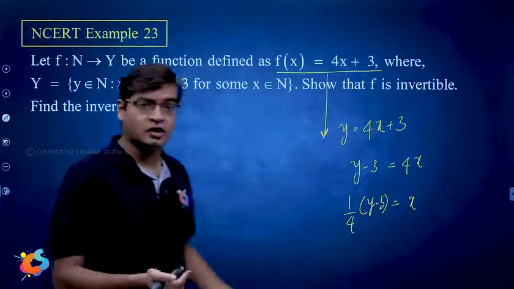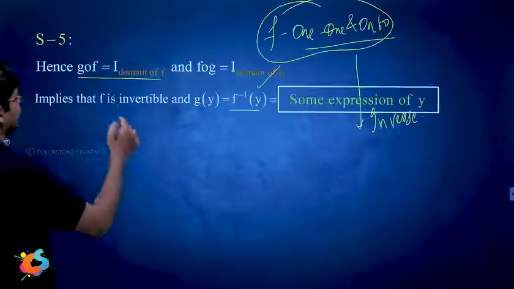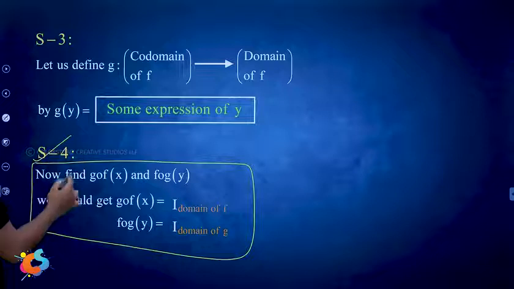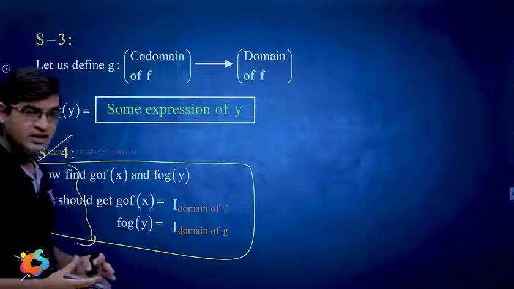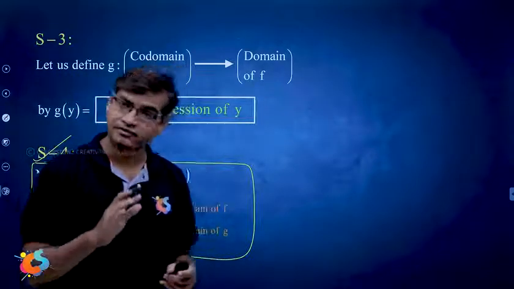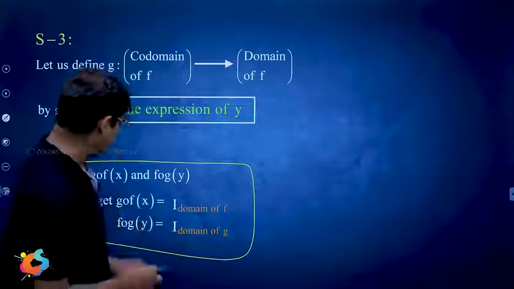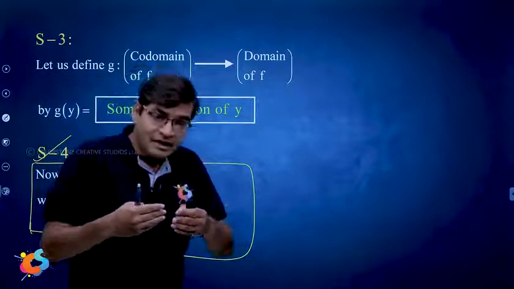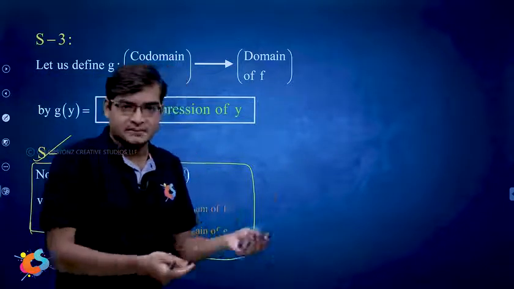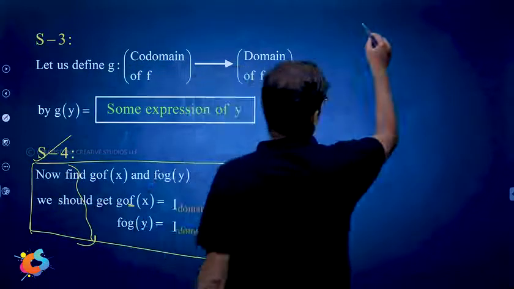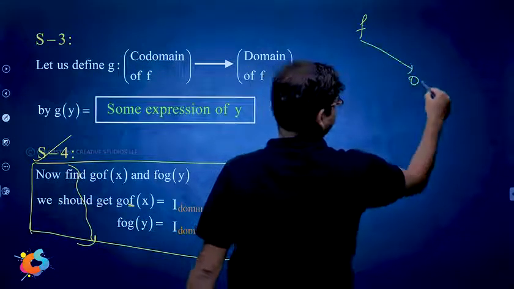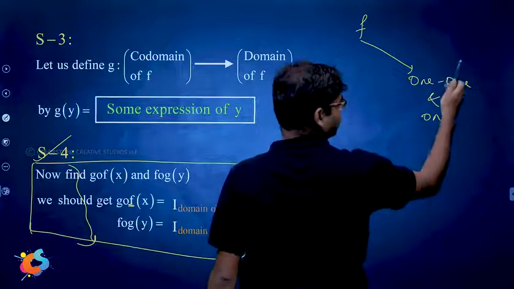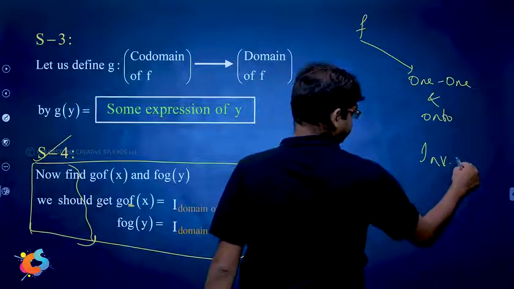But in step 3, we are just writing, let us define a function. In step 4, we are doing all of this just to see whether g is the inverse function of f or not. Means, is f one-one and onto or not? If f is one-one and onto, inverse will exist. So there are 2 tracks here. One is you check for one-one and onto. If the function is both one-one and onto, inverse exists.